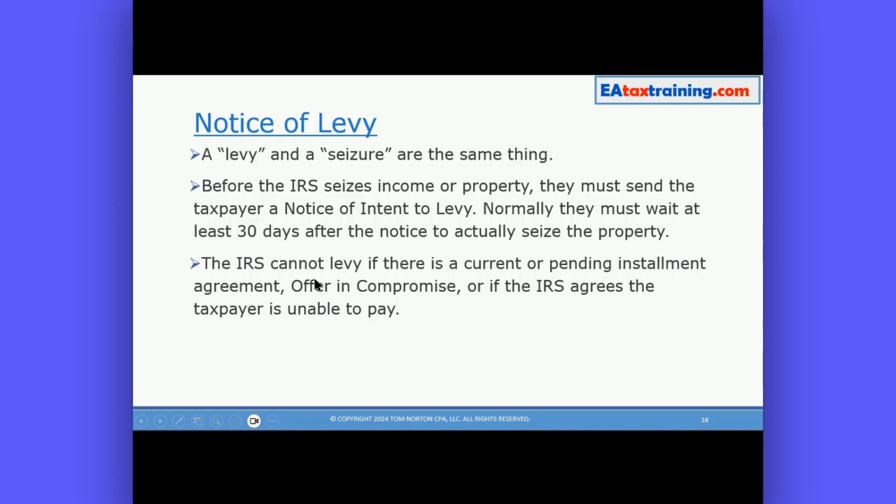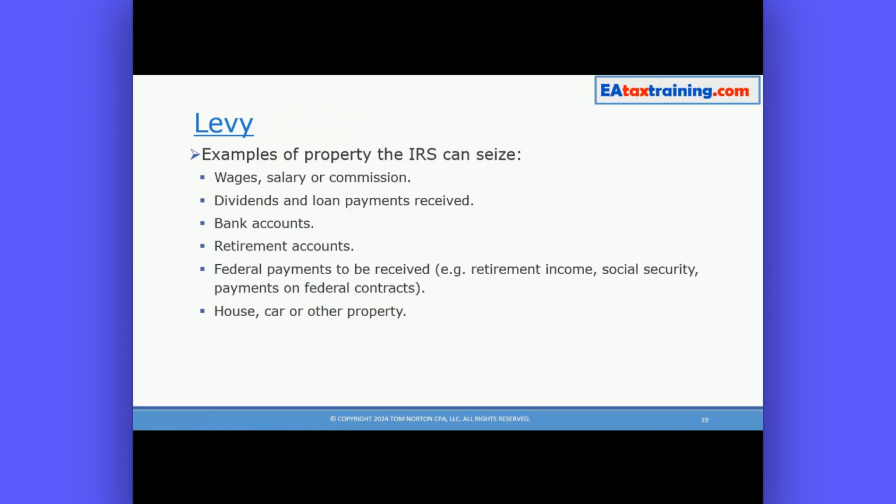The IRS cannot levy if there is a current or pending installment agreement, offer in compromise, or if the IRS agrees that the taxpayer is unable to pay. So if you are already paying or you're just setting up an installment agreement or an offer in compromise, then they can't seize your assets in the meantime. Or sometimes the IRS will just look at the situation and say, okay, we know the person can't pay, and so we will not seize the assets.